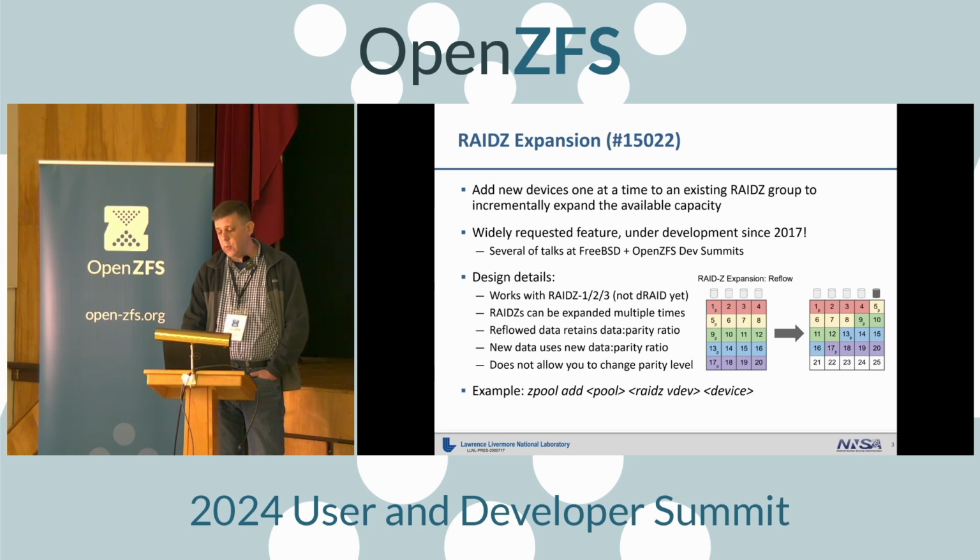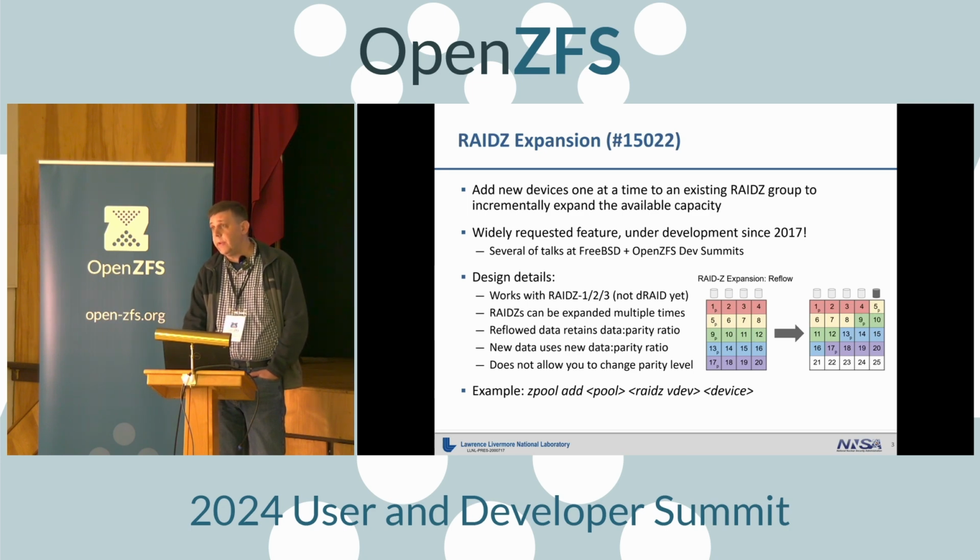You can expand a pool multiple times, right? These are all things that have been talked about in the past. Reflowed data retains its previous data to parity ratio. Pre-expansion, and then post-expansion too, the ratio doesn't change. When you add another drive, you get the new data to parity ratio. So that can complicate things like free space reporting a little bit, which I've heard we've had some reports of. But that's working as intended, right?